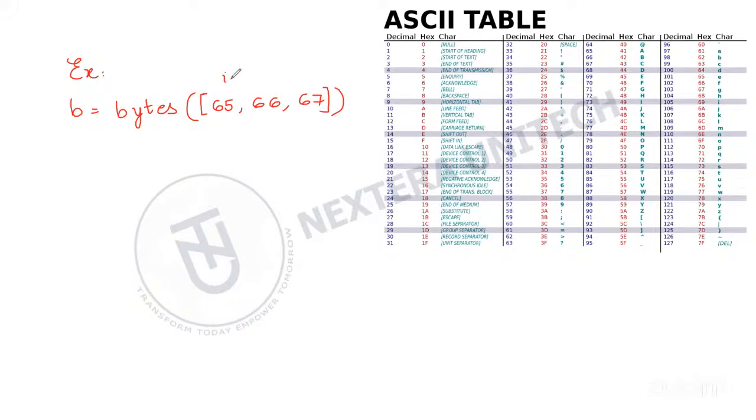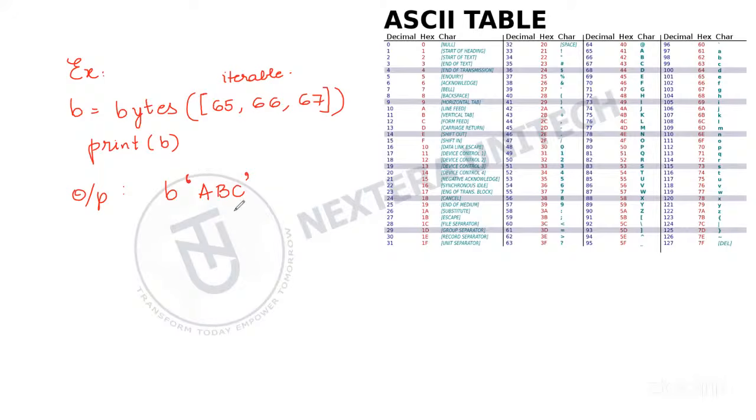We can give any iterable object, right? So here my iterable object is a list. You can give a tuple also. So here I'll print b. What do you think my output will be? The output will be b'ABC'.